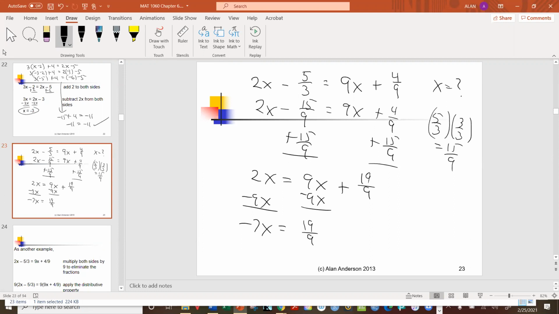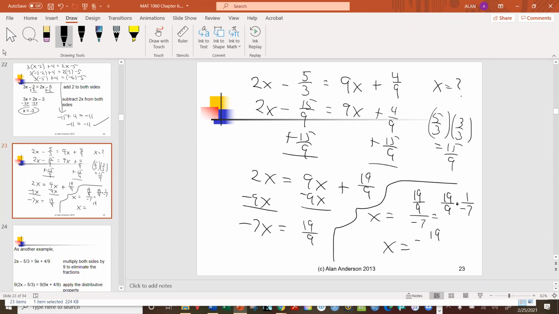So, let's see if I have any room here. So x actually equals 19/9 over -7. Now, algebraically, this is equivalent to 19 over 9 times 1 over -7. So my final answer, and I did say it was going to be messy, is -19 over 63.